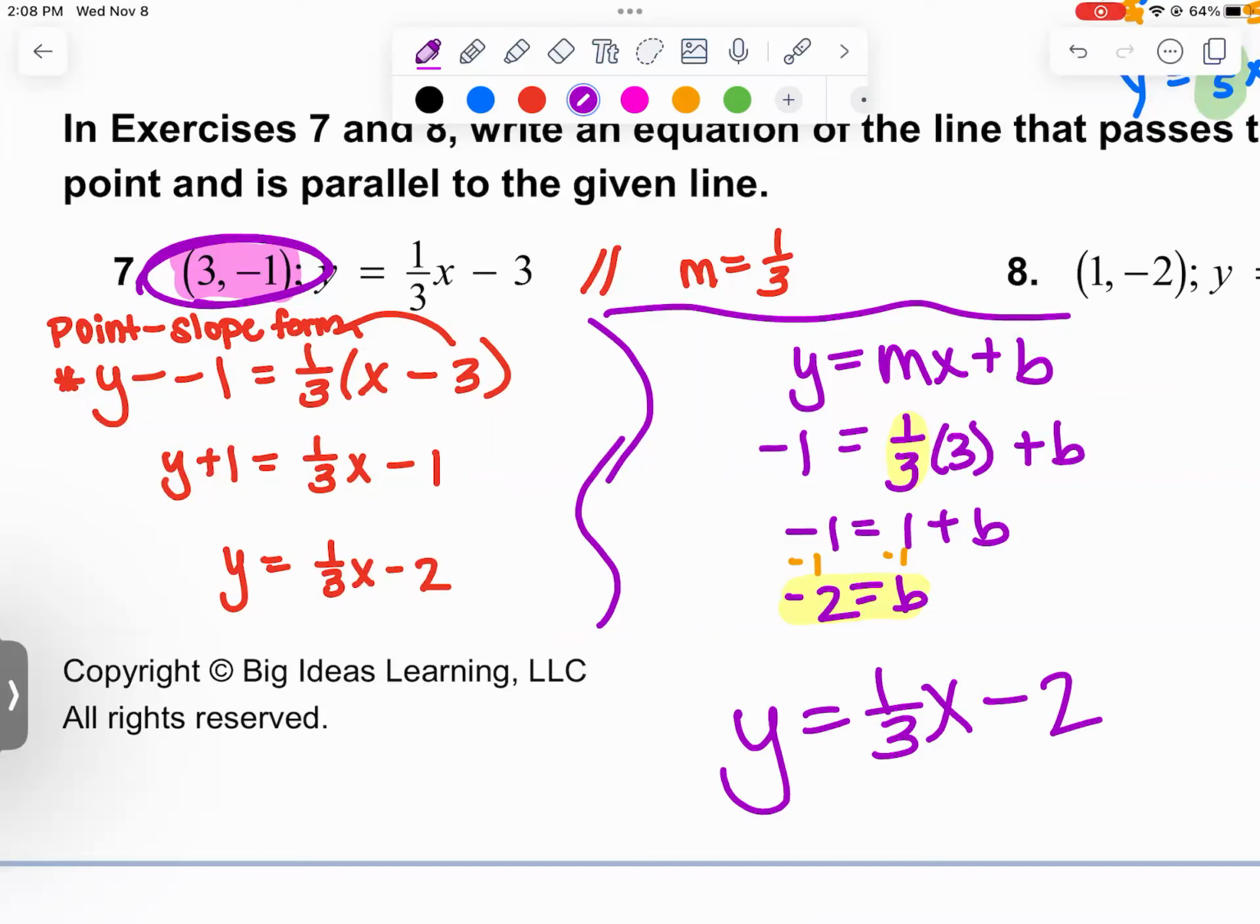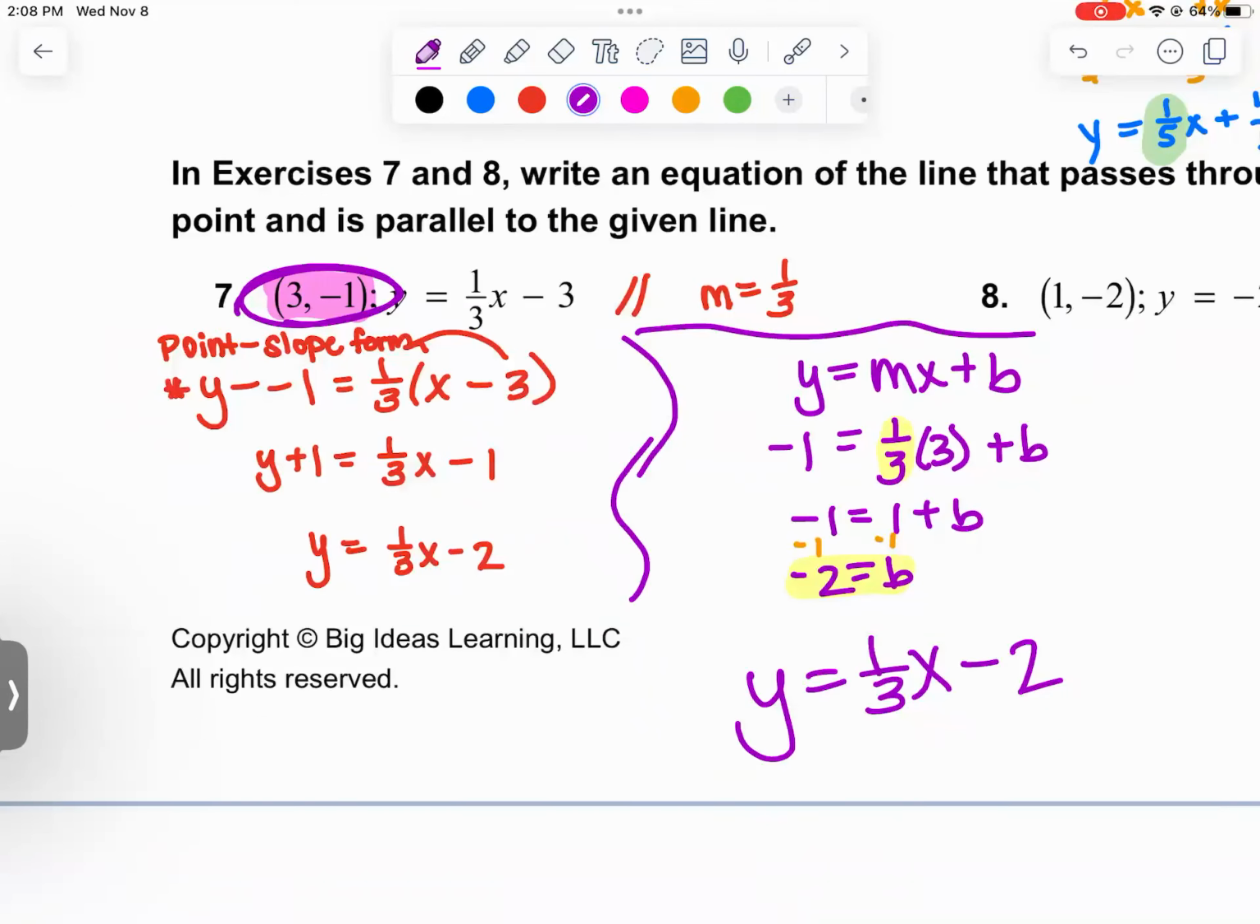We focused a lot on point slope form for the past couple days, but if you'd like to use this second way, maybe that makes more sense in your brain. Okay. All right, go ahead and turn the page.